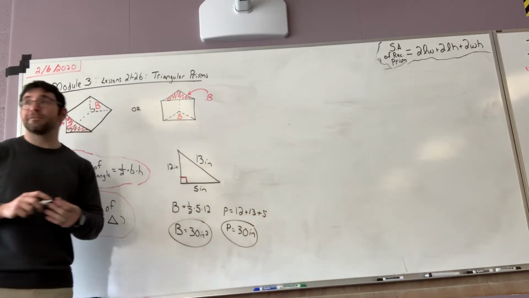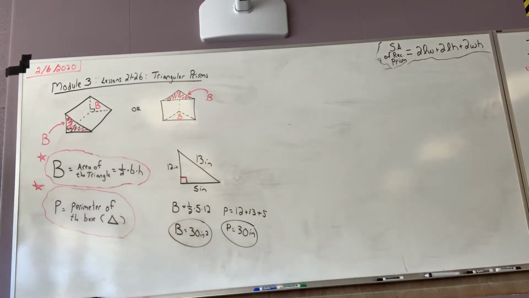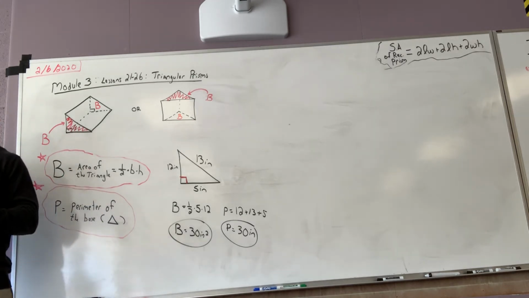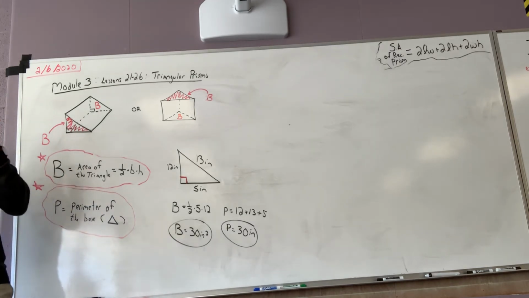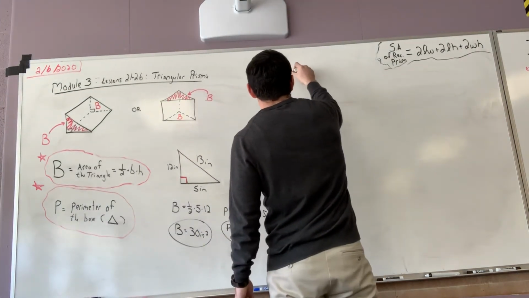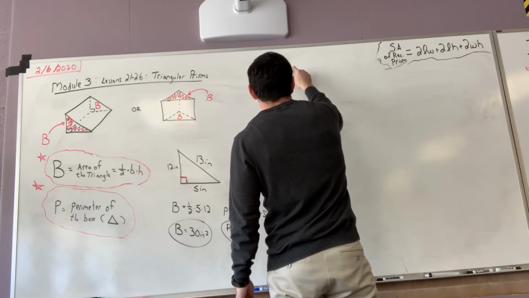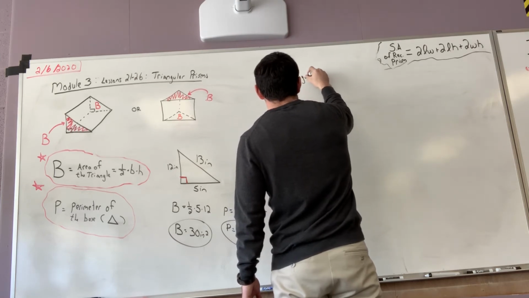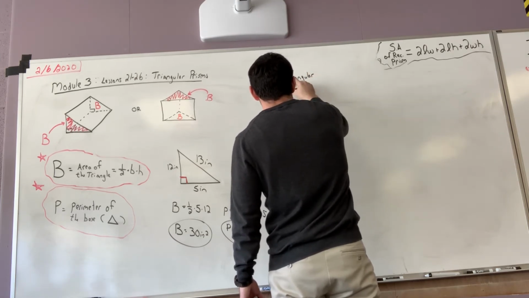Now I had somebody in my first hour say, hey, Mr. H, are the area and the perimeter always going to be the same? No. They won't always be the same. It just happened to work for this one. Everybody with me so far? Okay. So here's our mammer jammer for the day. Let's find surface area of triangular prisms.